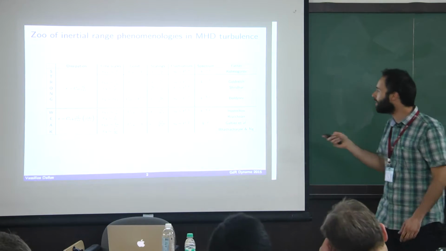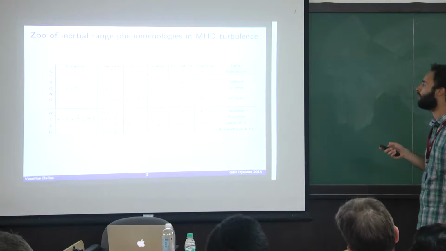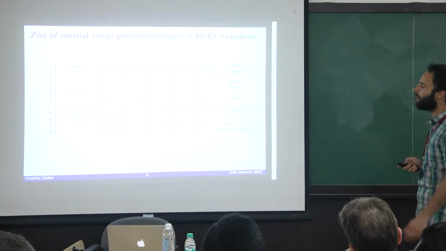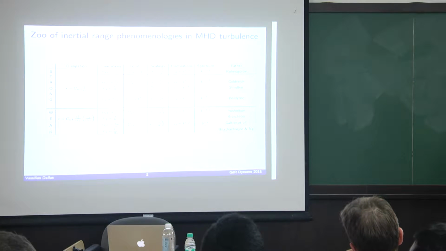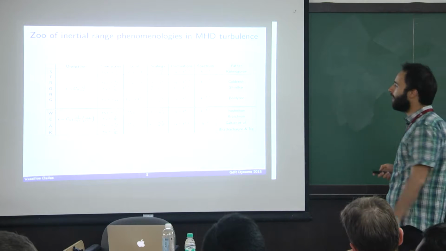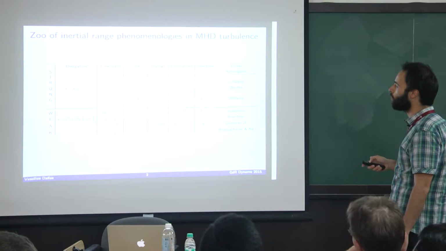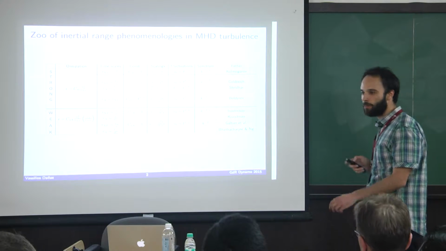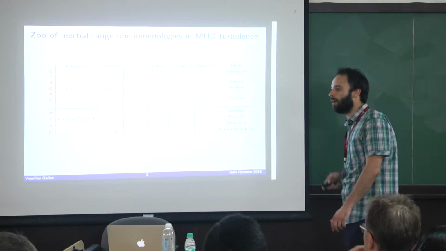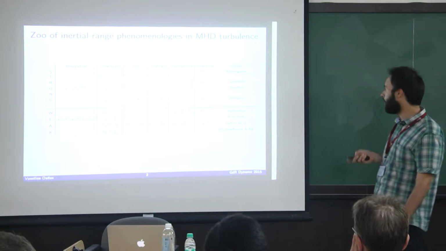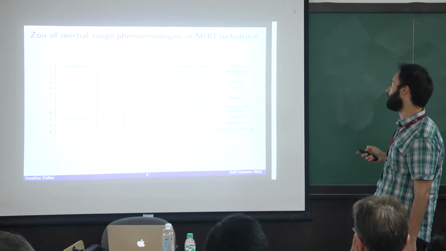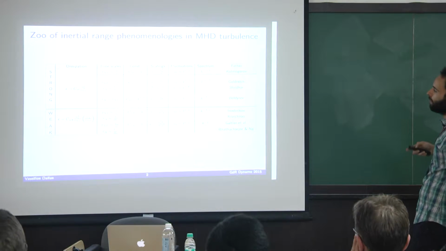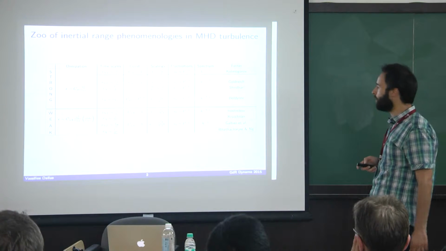So unlike in hydrodynamic turbulence, where we have the usual Kolmogorov theory with the k^-5/3 spectrum, in MHD there is a zoo of inertial range phenomenologies. So you can see there are phenomenologies for strong MHD turbulence and weak MHD turbulence, where basically the Alfvén waves are important, where they make the cascade weaker, and we can have very different scalings for the dissipation, the velocity, and finally different energy spectra.